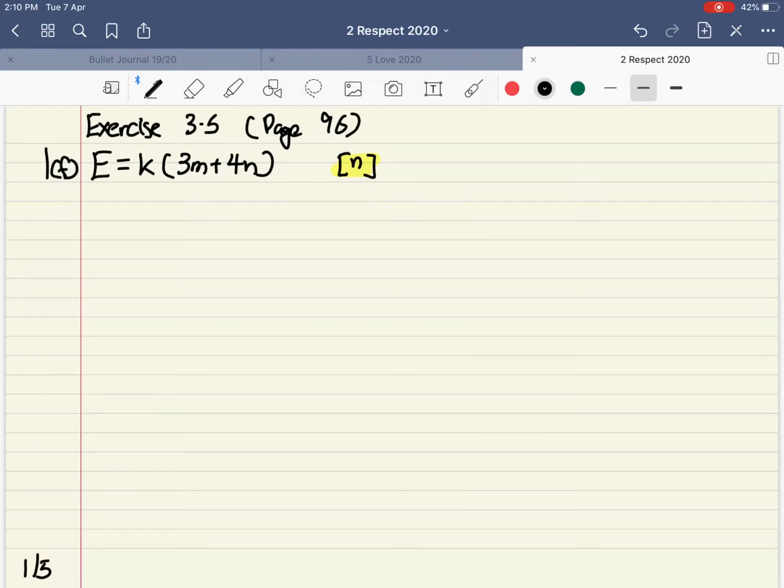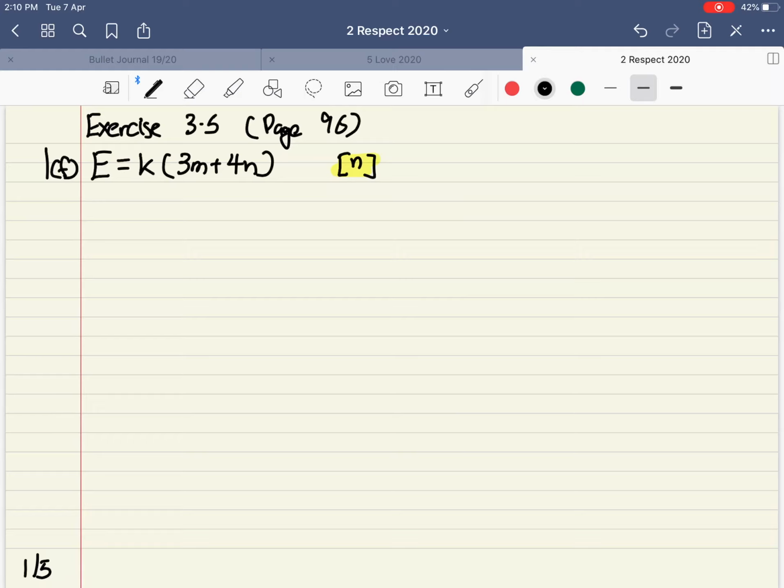Hello students, today we are going to go through some questions from exercise 3.5. This can be found on page 96 of your Discovering Mathematics textbook. Okay, so now we shall begin with question 1F.